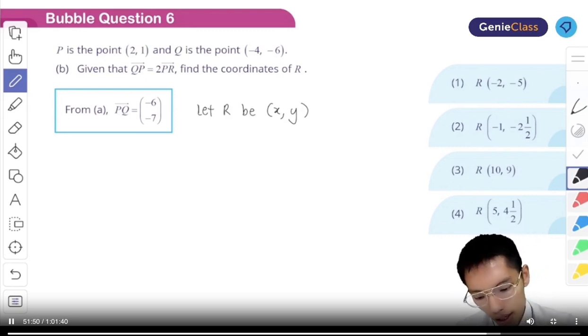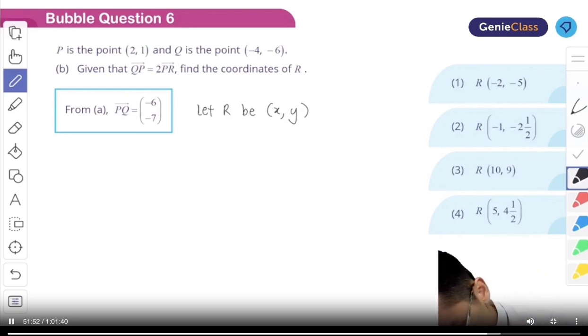So I hope you all realize you need to find PR. What is PR? PR is second letter minus first letter.